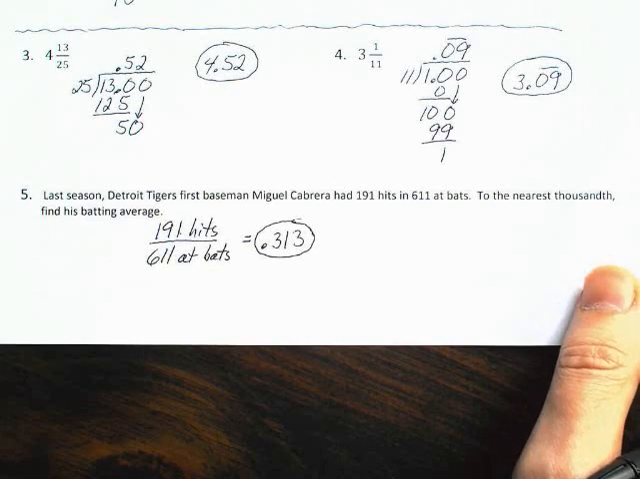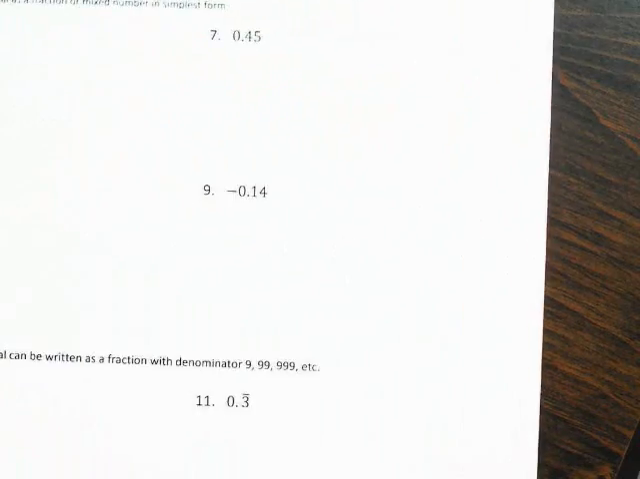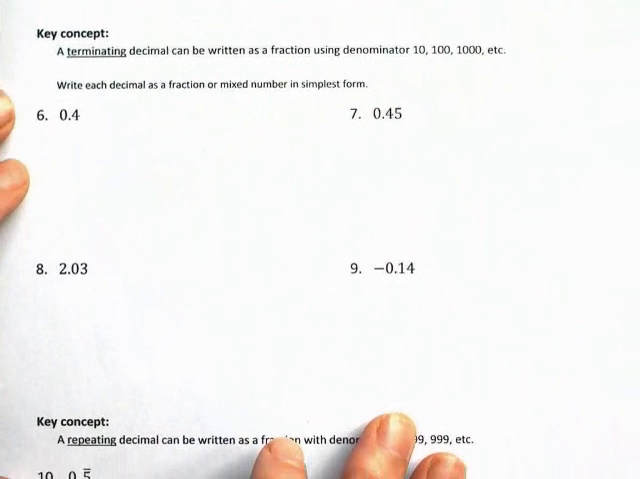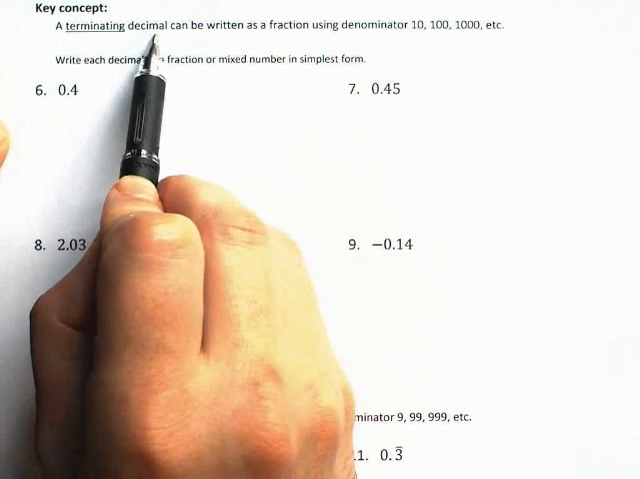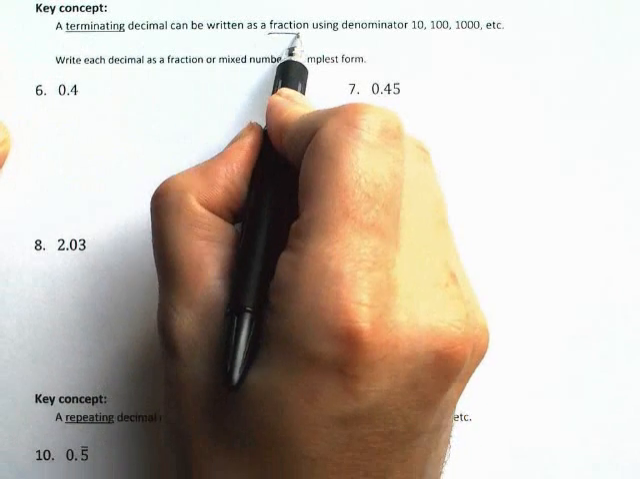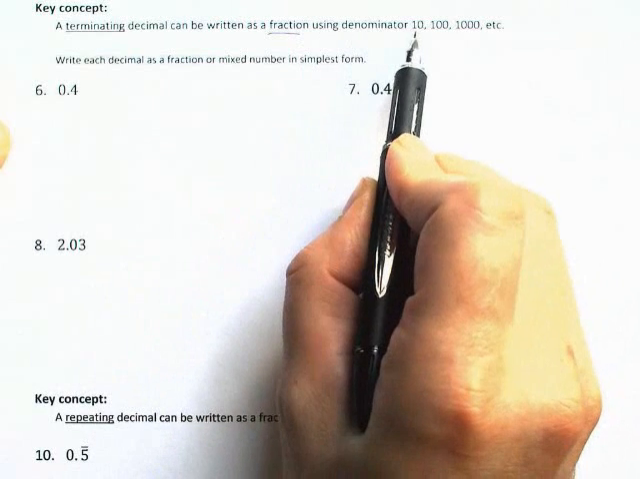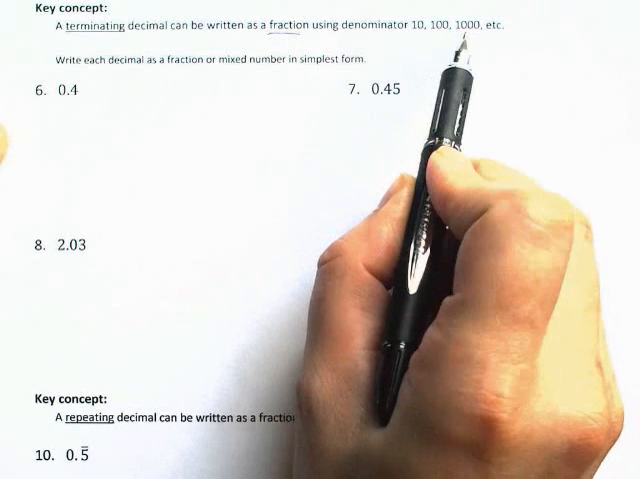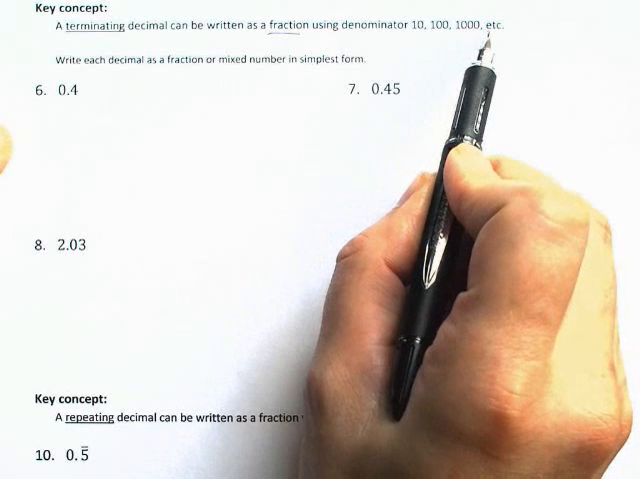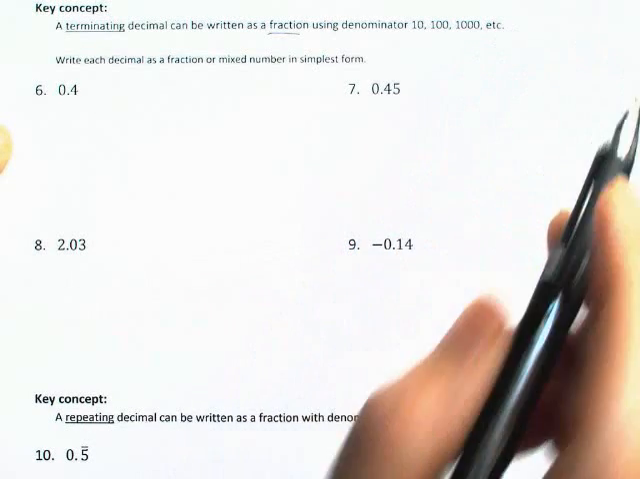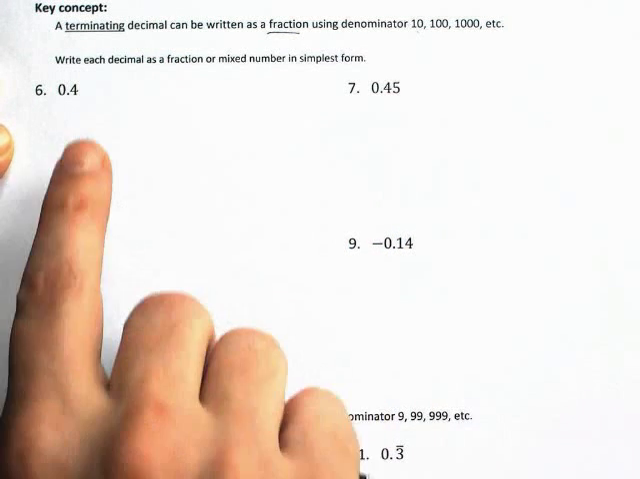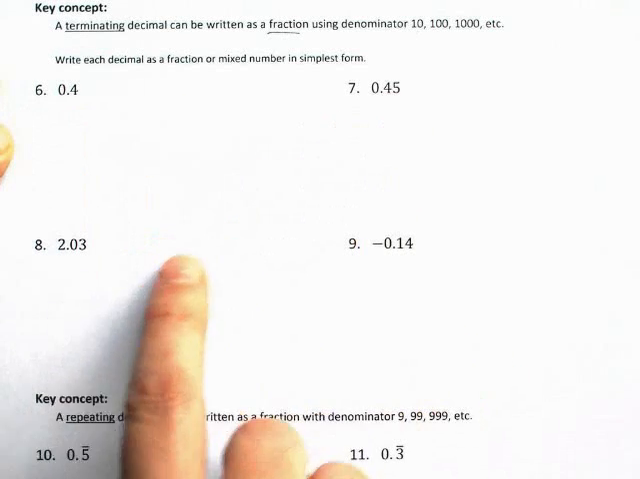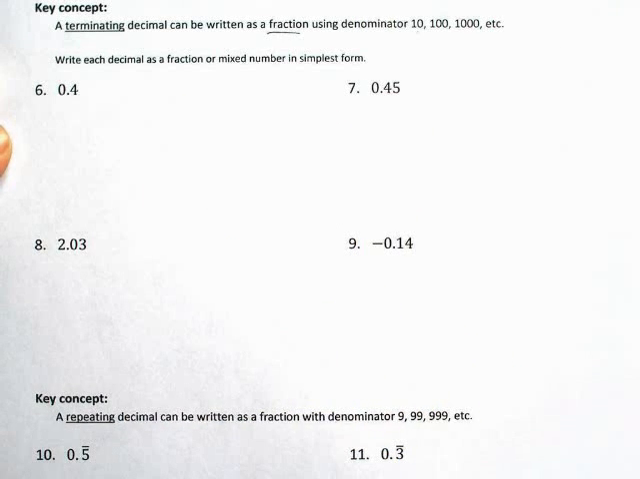Okay. Now, moving to the next page of the notes, there's another key concept that we're going to work with. This still has to do with rational numbers. Key concept: a terminating decimal can be written as a fraction if you use a denominator of 10 or 100 or 1,000 or 10,000 and so on. So this key concept is about taking decimals, as you see on these example problems, and writing them as fractions, so sort of the reverse process of what we just worked with.